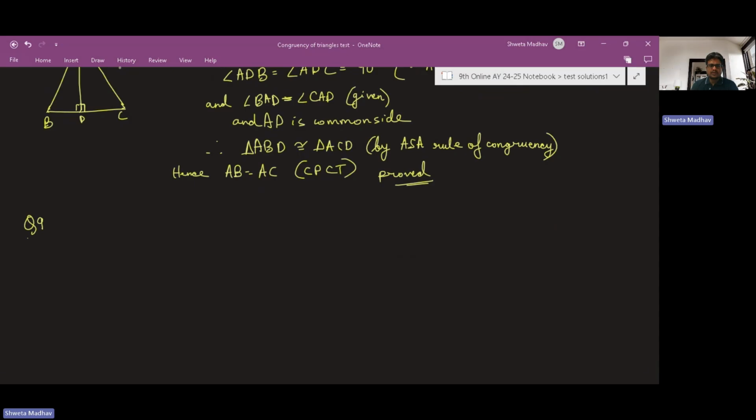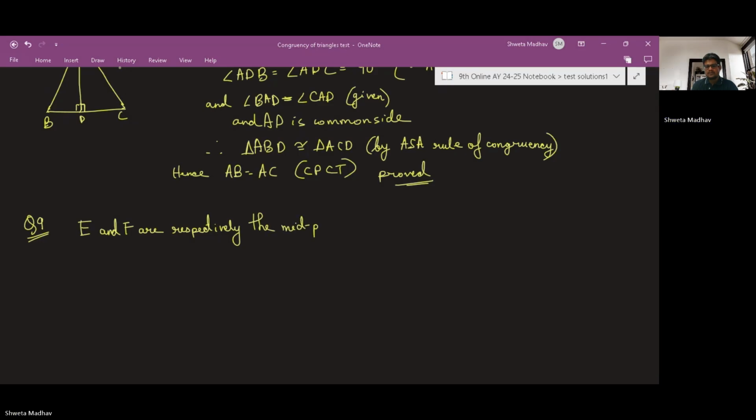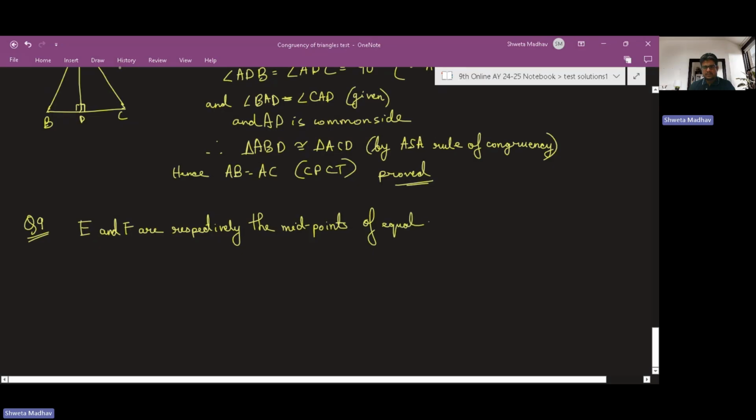Then in question number 9, it is told that E and F are respectively the midpoints of equal sides AB and AC of triangle ABC.